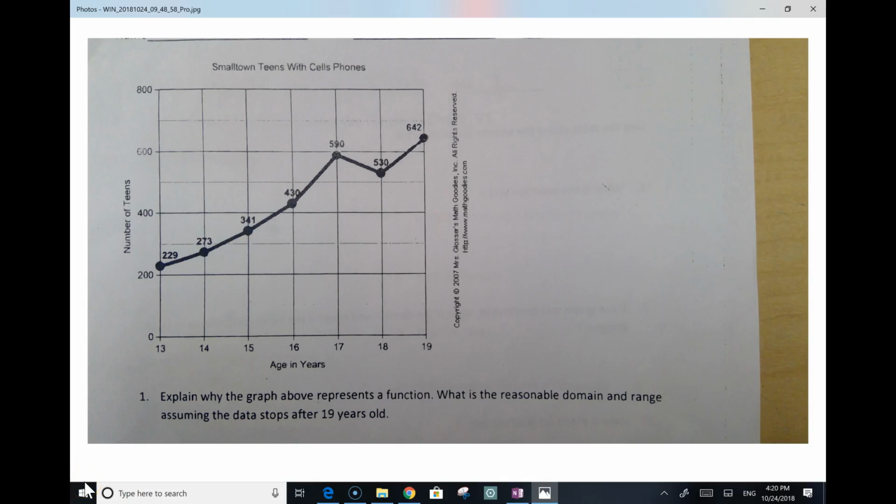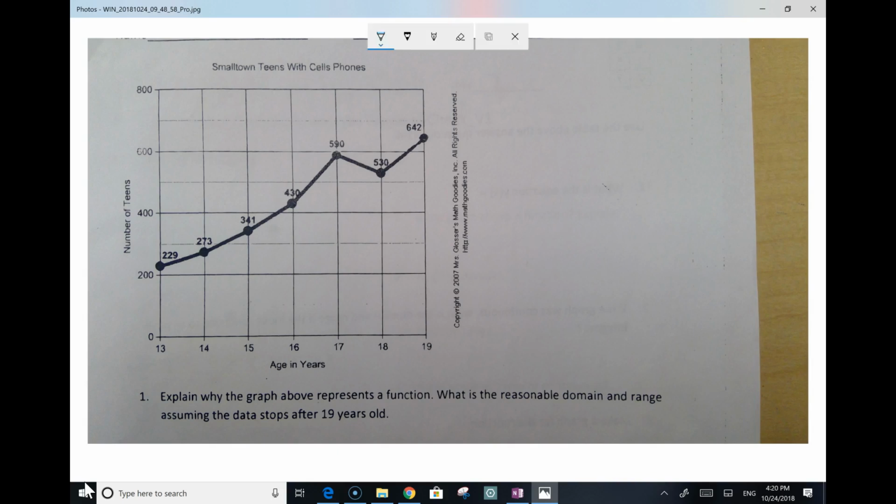Hi folks, in this video I'm going to talk about several topics, one of them being how to interpret a graph of a function, how to determine whether a graph is in fact a function. Also I'm going to cover domain, range, how to write them, how to understand them in the context of a graph that represents a comparison of two ideas. And so let's go ahead and jump right in.